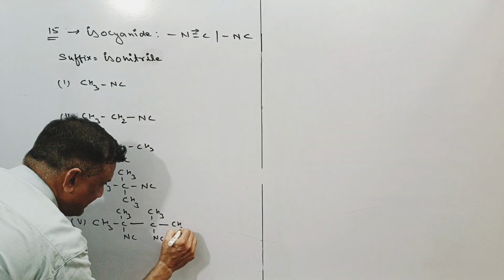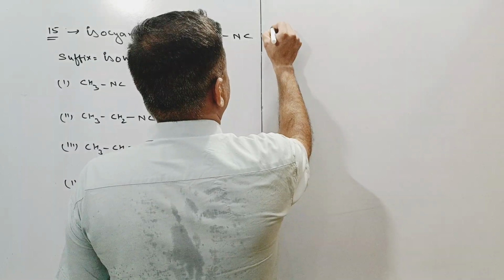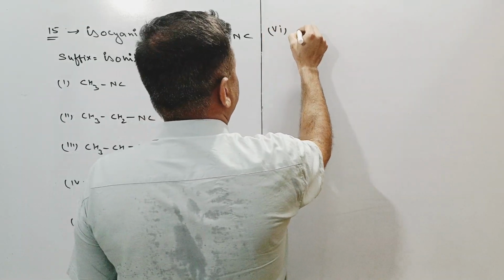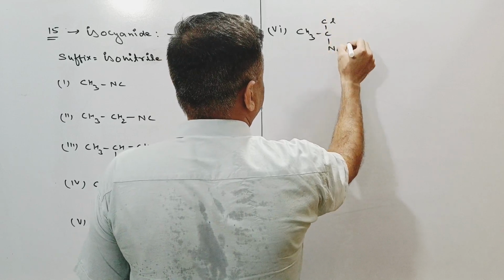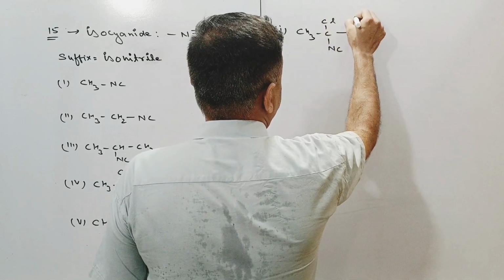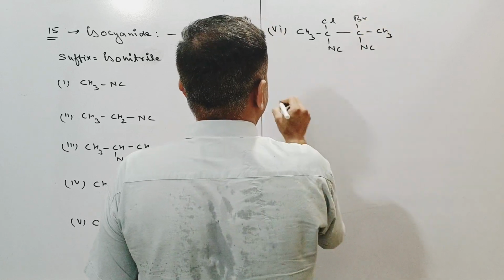This is the CS3. If you go with the next compound, the sixth compound, you can take CS3. This is the CCl. This is the NC. Here is your Br. This is the NC, and this is the CS3.